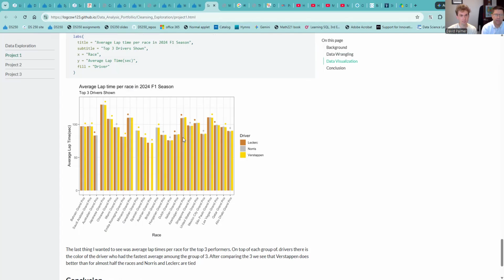And so it's pretty cool. It shows out of these top three that Verstappen beat the other two 11 times. Leclerc, I believe, got 6, and then Norris got 6 as well.